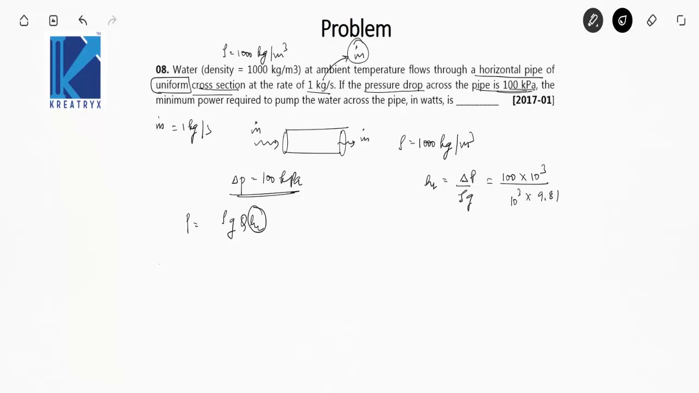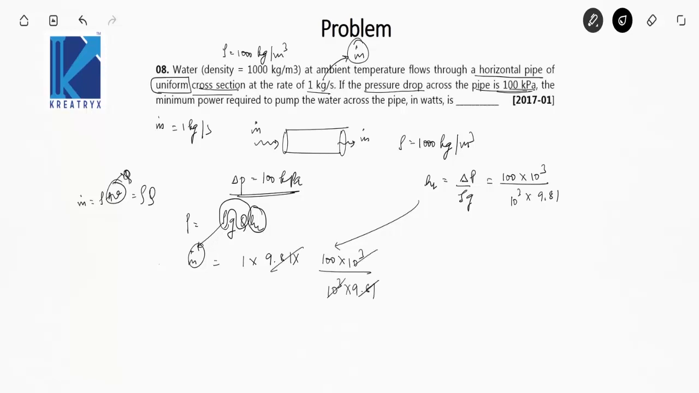So power is equal to rho g Q HL, and rho into Q, what is this? This is m dot, mass flow rate. Mass flow rate is rho AV, where AV is Q, so m dot is equal to rho Q. And m dot is 1 kilogram per second, so 1 into g is 9.81 into this head loss, that is 100 into 10 raised to power 3 upon 10 raised to power 3 into 9.81. So that will be watt, that is 100 watt.